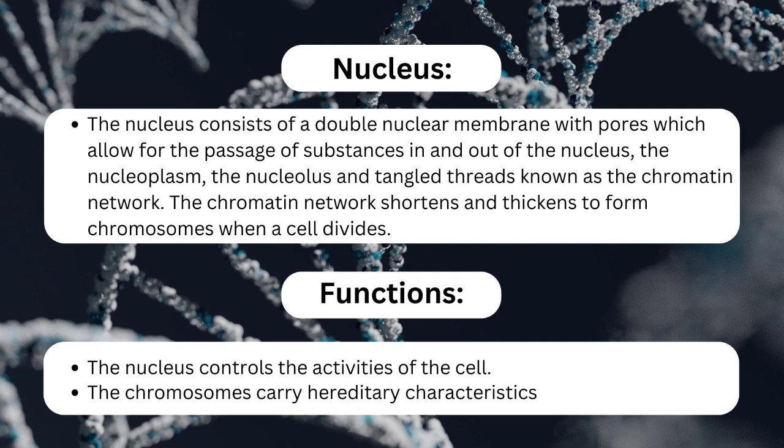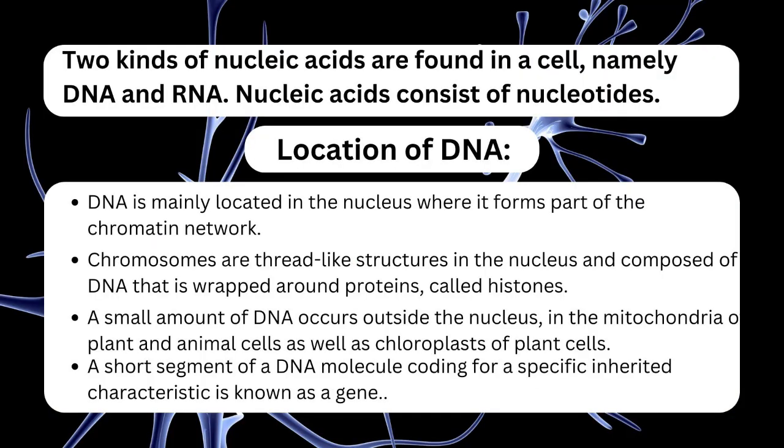Functions. The nucleus controls the activities of the cell. The chromosomes carry hereditary characteristics. Two kinds of nucleic acids are found in a cell, namely DNA and RNA. Nucleic acids consist of nucleotides.